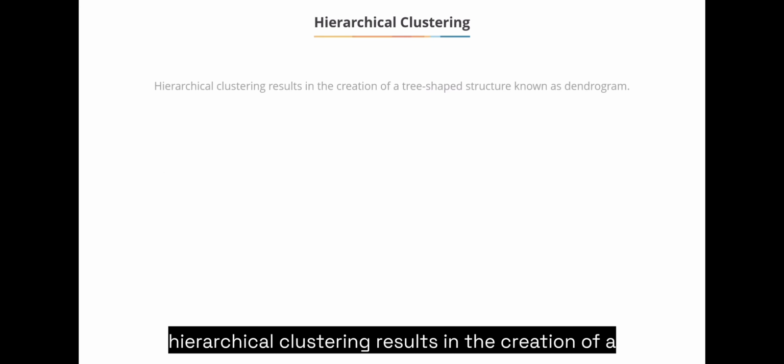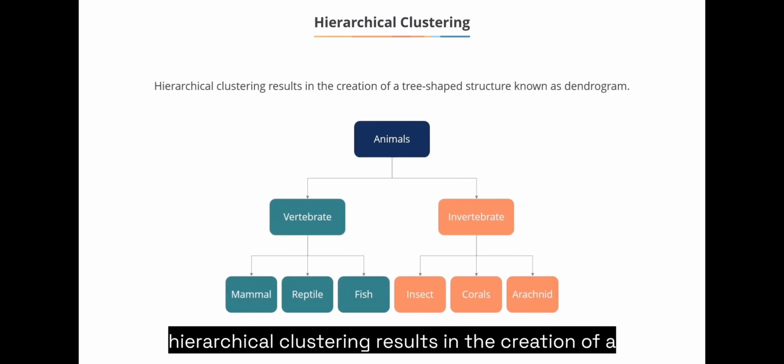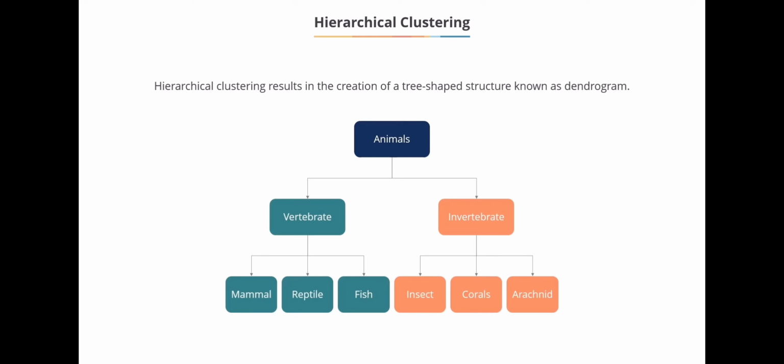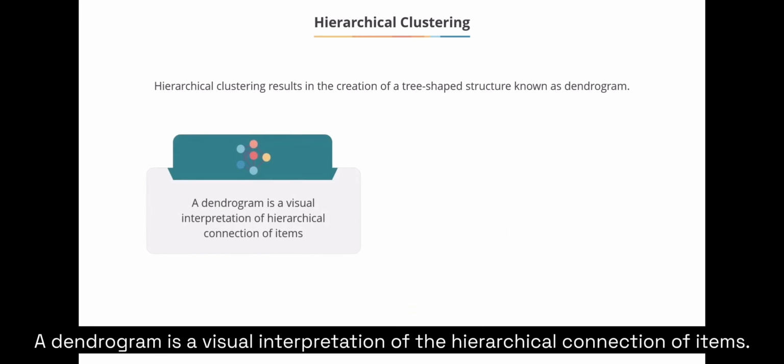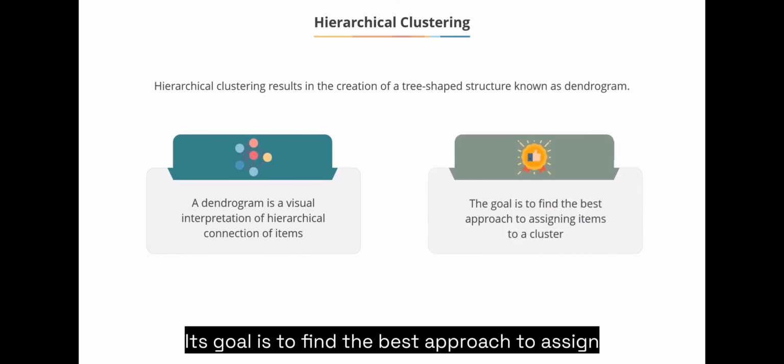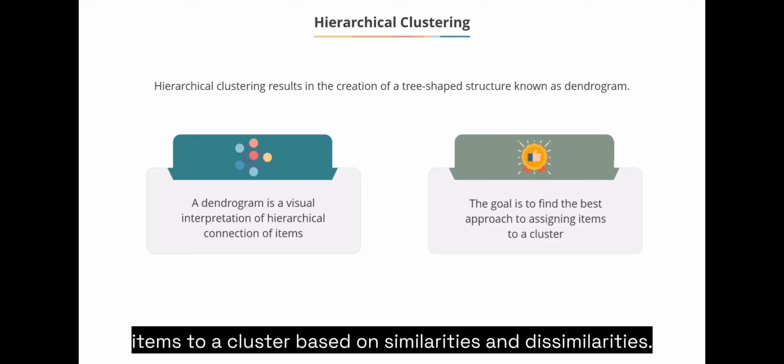As you can see, hierarchical clustering results in the creation of a tree-shaped structure known as a dendrogram. A dendrogram is a visual interpretation of the hierarchical connection of items. Its goal is to find the best approach to assign items to a cluster based on similarities and dissimilarities.